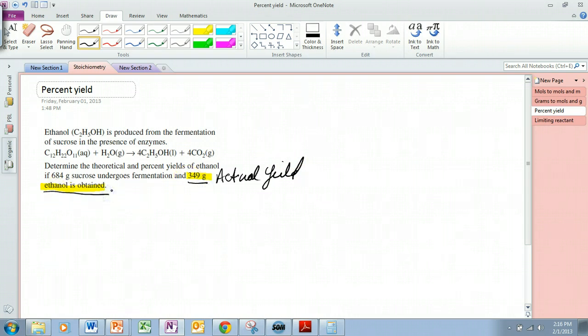So, what is this other number they gave me? They gave me so many grams of sucrose. Well, that's going to be what I'm going to start with. And I'm going to use that number to determine my theoretical yield. And I usually put TH. Y. for theoretical yield, and that's because I'm lazy. Okay, so we're going to first have to figure out our theoretical yield.